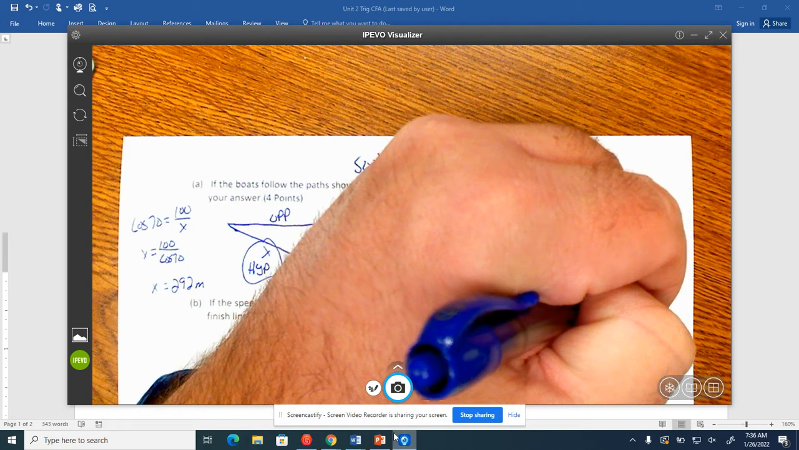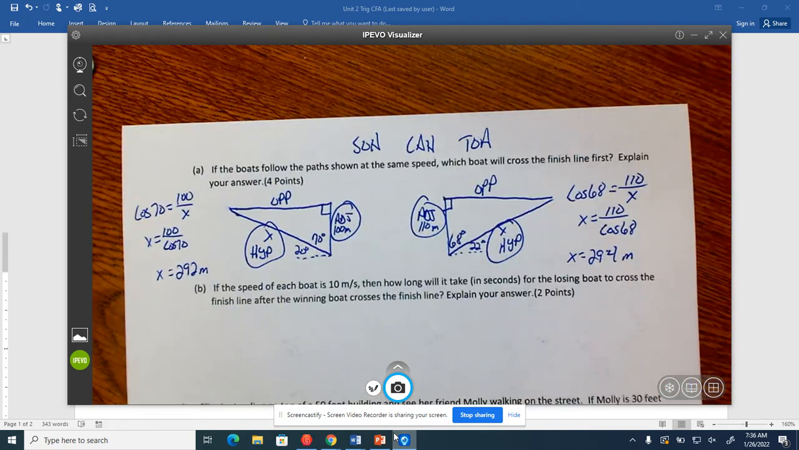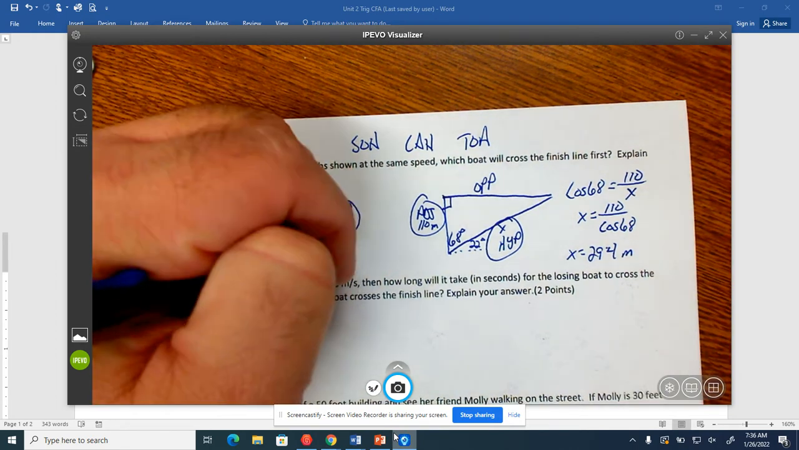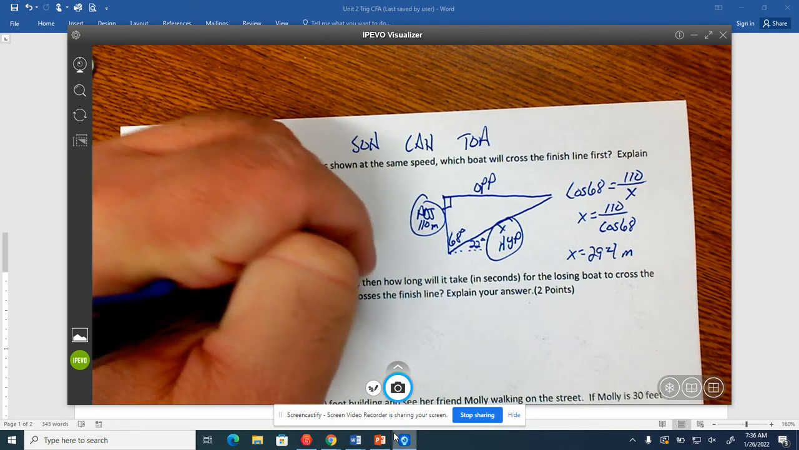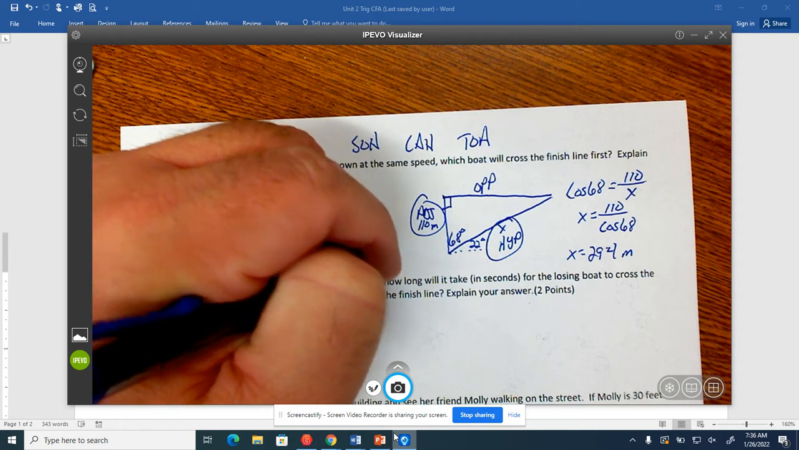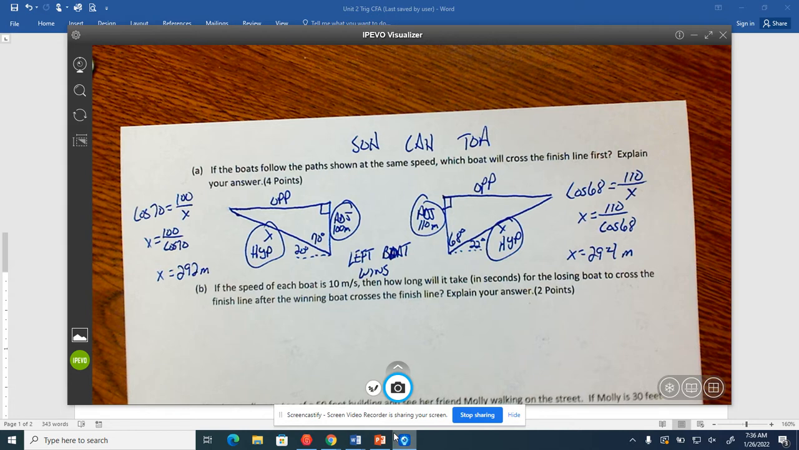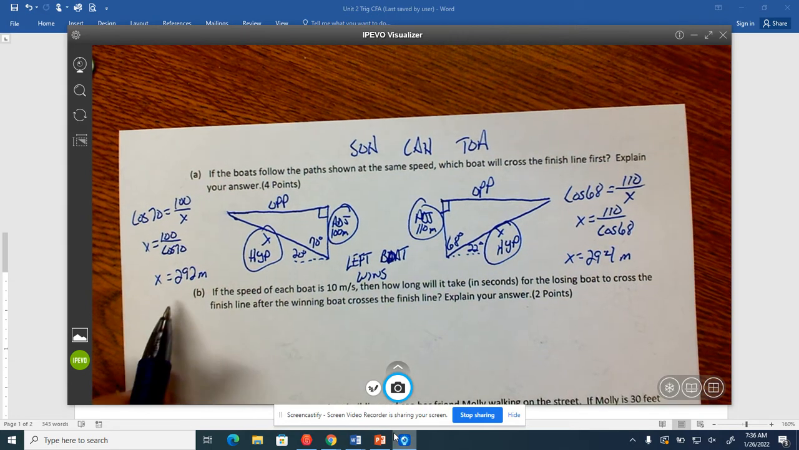So which one had a shorter path to the finish line? The left-hand boat. Left boat wins. Write it correctly. Left boat wins. Shorter to go.